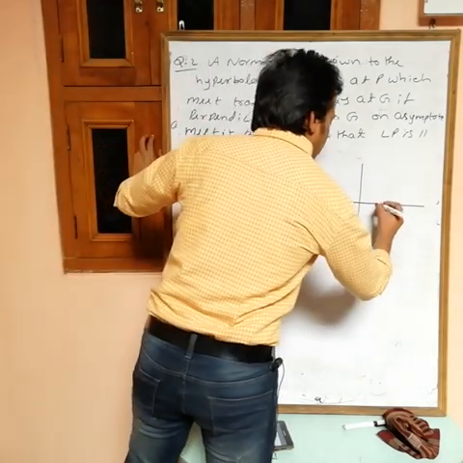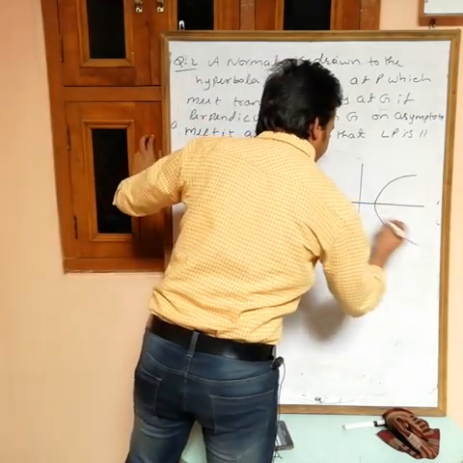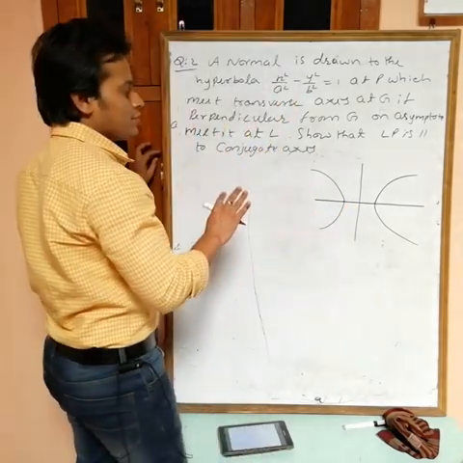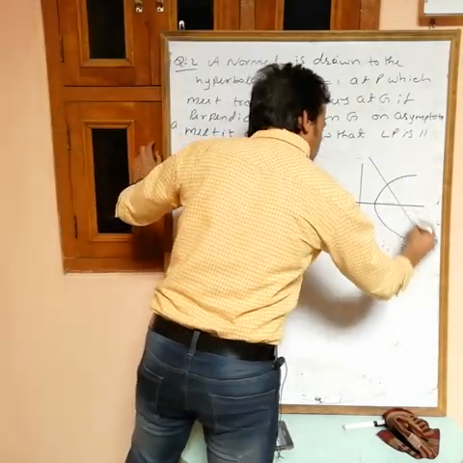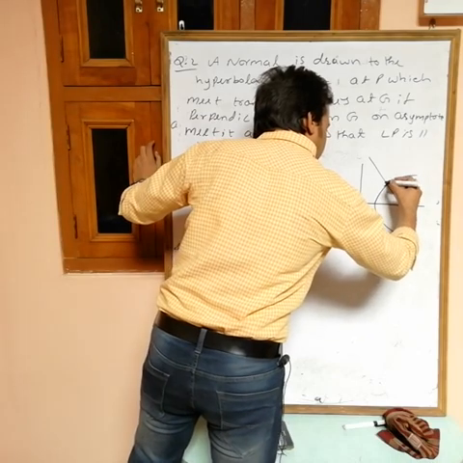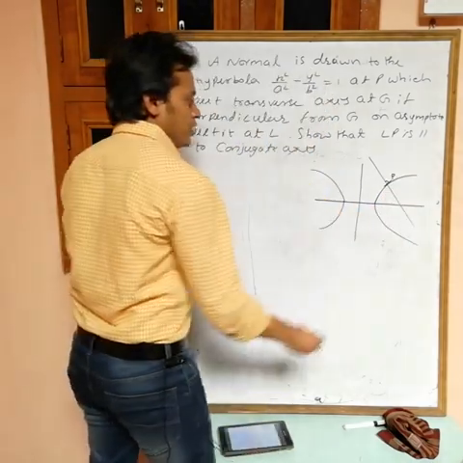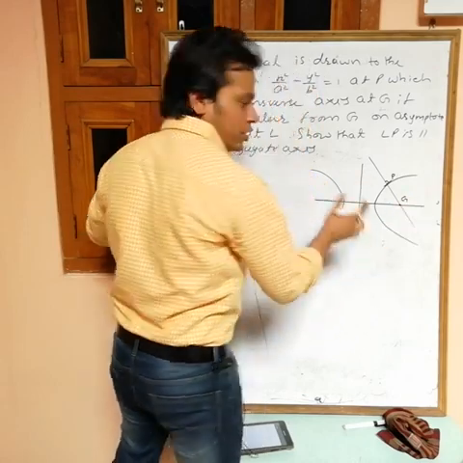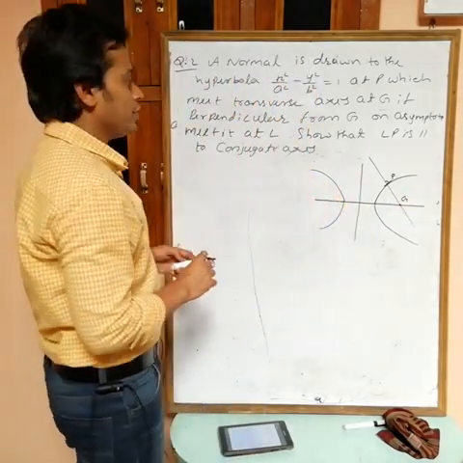Hyperbola x square by a square minus y square by b square equals to 1. Okay, normal is drawn at any point. Suppose I am drawing the normal at this point P, which meets the transverse axis in Z. This is the transverse axis, this one is the conjugate axis.